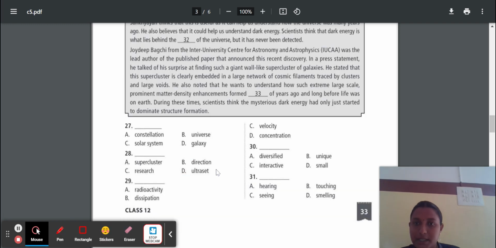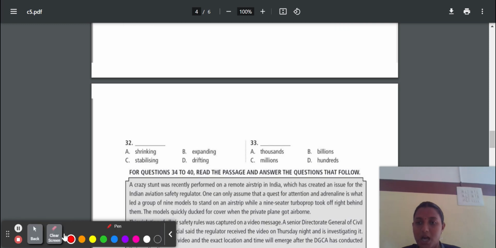Question number 33. Such extreme large-scale prominent matter density enhancements formed dash years ago and long before life was on earth. The options are option A, thousands, option B, billions, option C, million, option D, hundreds. Answer for the question is option A, thousands.